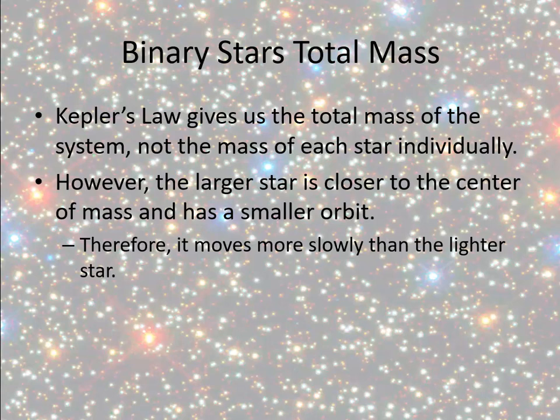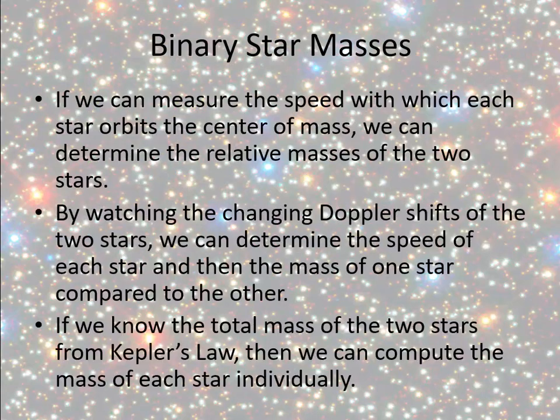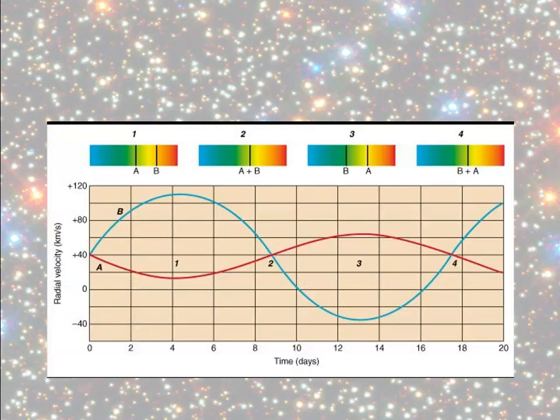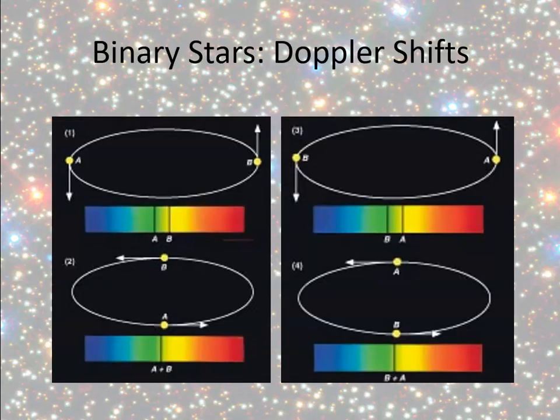Now, I should mention that Kepler's third law actually only gives you the total mass of the system, not each individual mass. Instead, you need to watch over time as they orbit around each other to figure out more information. For example, where the center of mass is, that can help you to determine the individual masses if you combine that with the knowledge gained of the total mass from Kepler's third law. So again, here's the Doppler shift from a system of stars.